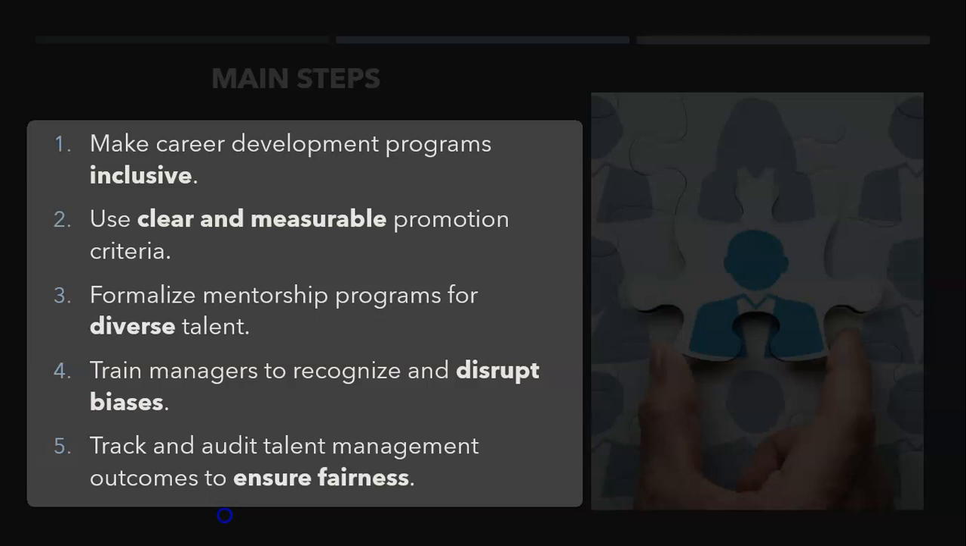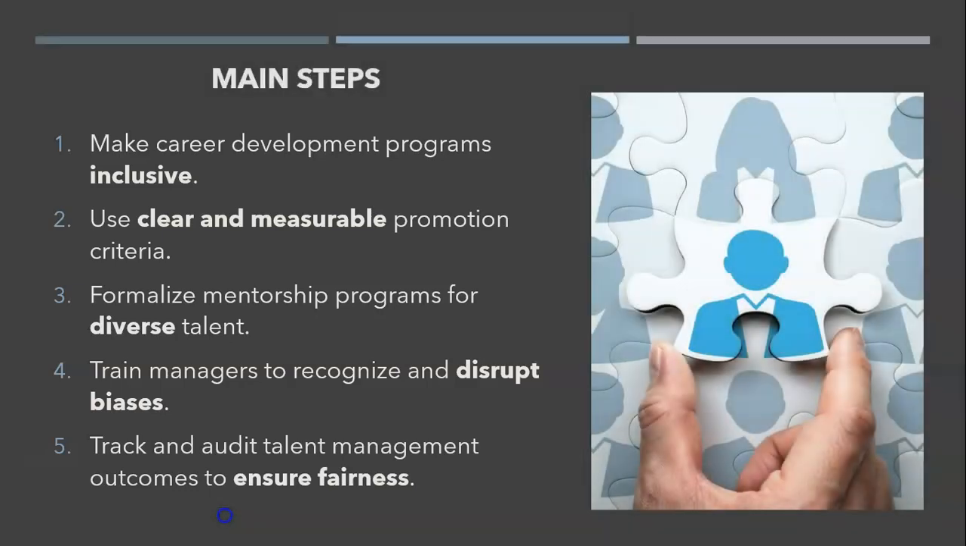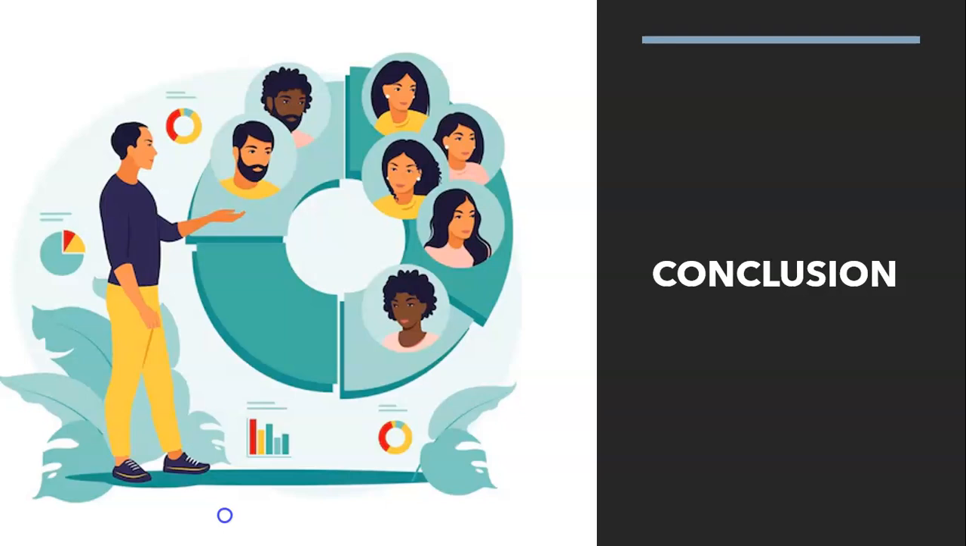Use clear and measurable promotion criteria. Formalize mentorship programs for diverse talent. Train managers to recognize and disrupt biases. Track and audit talent management outcomes to ensure fairness. By embedding these practices into talent management processes, organizations foster a more equitable, inclusive, and high-performing workforce.